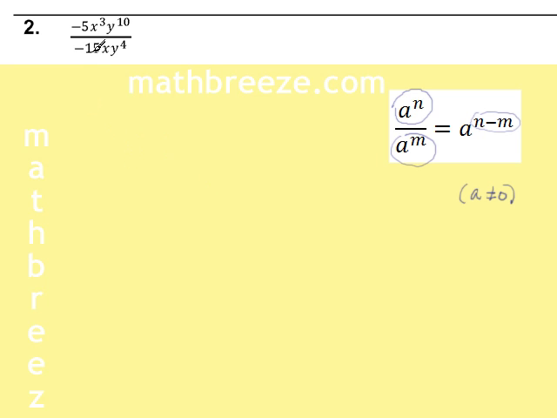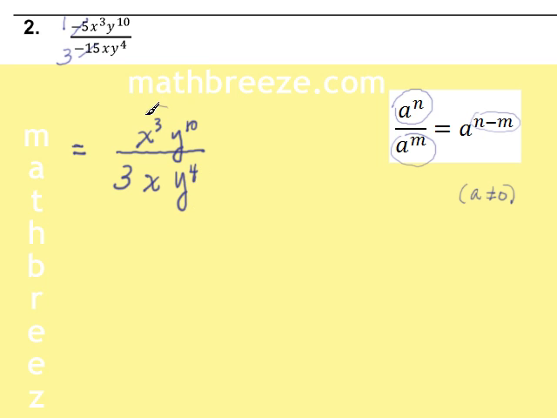First, we're going to reduce the negative 5 over negative 15. We're going to simplify in the usual way, or reduce the fraction in the usual way. Let's divide top and bottom by minus 5. So on top we have 1, and on the bottom we have 3. Okay, and now let me just rewrite this. So we have 3 in the denominator. In the numerator we still have x cubed y to the 10th. And then we have in the denominator x times y to the 4th.